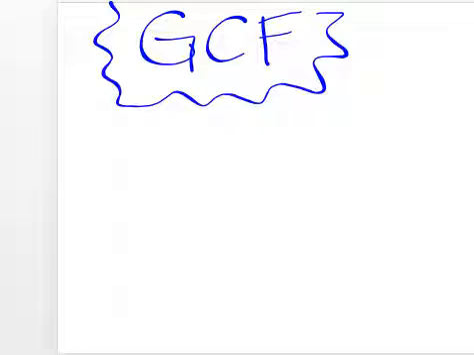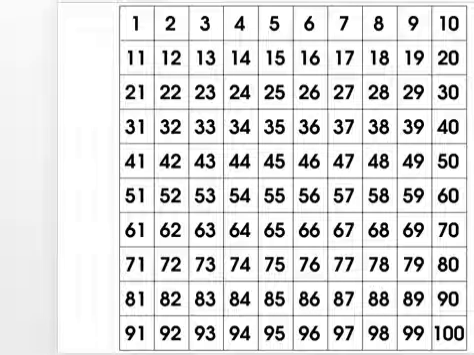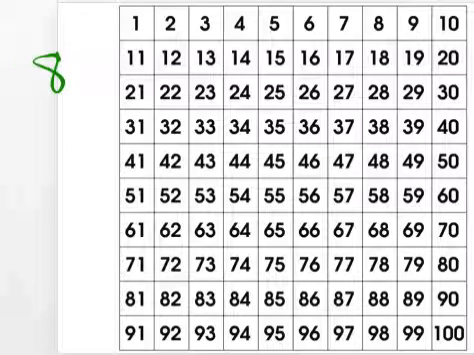So just before we actually talk about the greatest common factor, let's back it up to regular common factors first. Let's think about the number 8 and the number 12. Before we break these up, let me show you on a hundreds chart all of the factors of these 2 numbers. So let's do factors of 8 in green. So 1 is a factor of 8, so is 2, so is 4, so is 8.